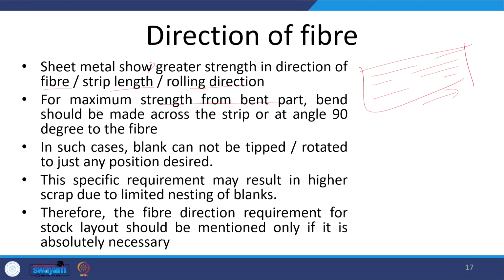For the maximum strength from the bent part, the bend should be made across the strip, or at 90 degrees to the fiber. So, if bending is to be done, then bending in a direction perpendicular to that of the fiber or the grains gives the maximum strength. So, in such cases, the blank cannot be tipped or rotated to just any desired position, but this limits the orientation and direction from where the blanking will be done. So, this specific requirement may result in higher scrap due to the limited nesting of the blanks.